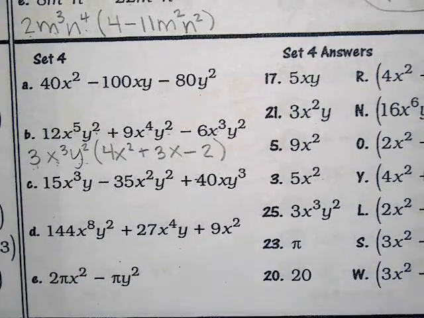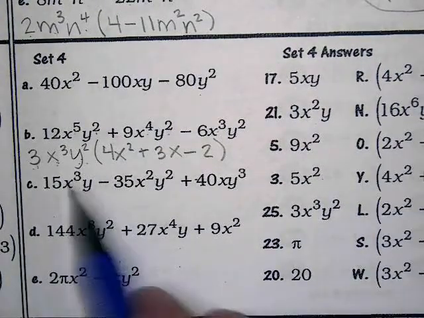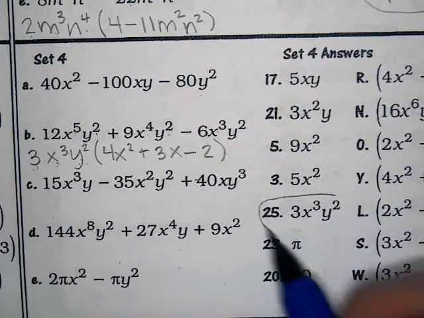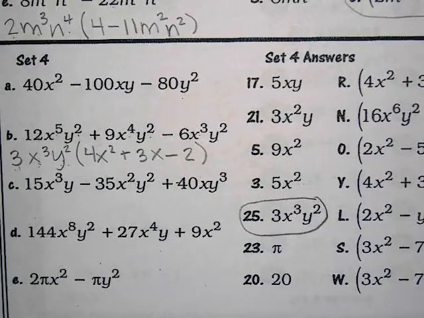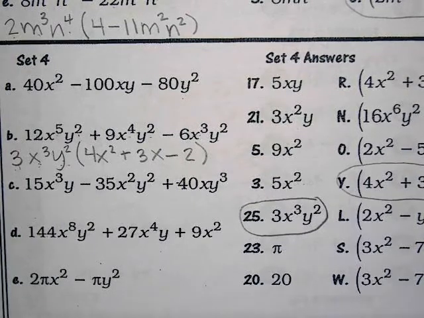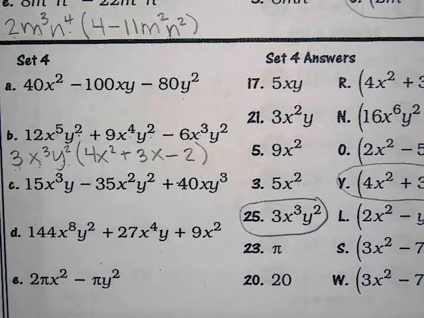So in box 25, we're going to write a y. Okay. What's another one we should do? D? Okay. 144, 27, 9. We can do E also. Let's do D first, and then we can do E.